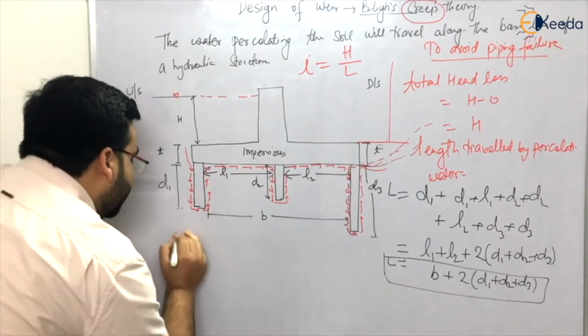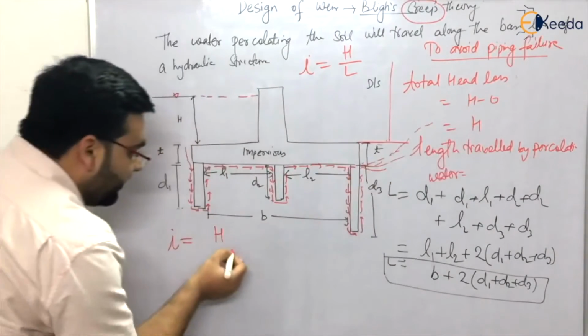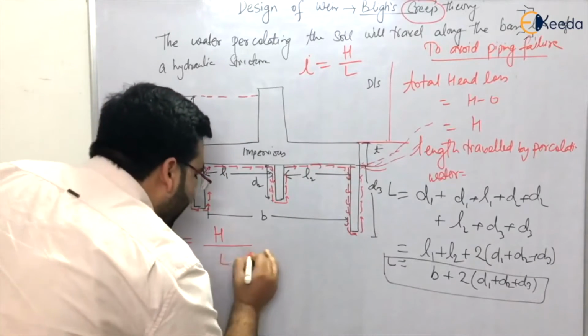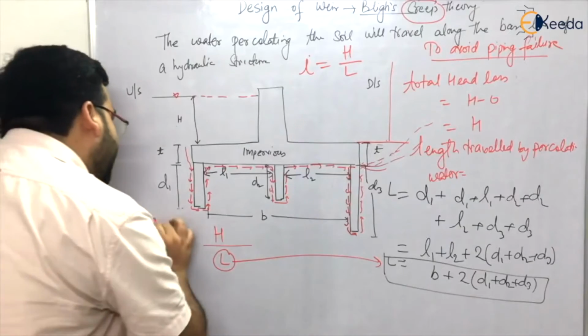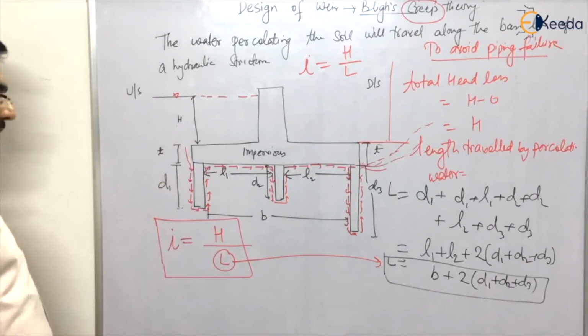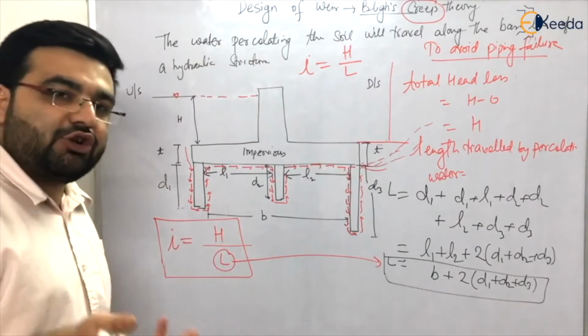So hydraulic gradient will be equal to total head loss H, right? Divided by the total length L. And how much is L? L is this much. So this is the hydraulic gradient. Clear? Or you can say head loss per unit creep length is the hydraulic gradient, right?